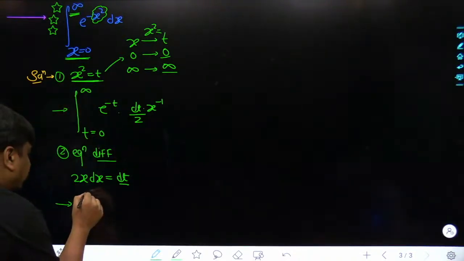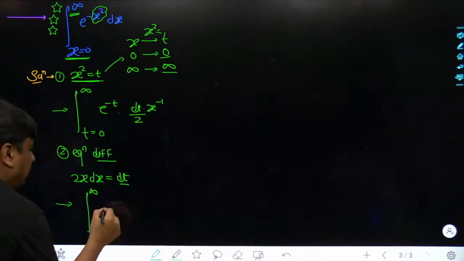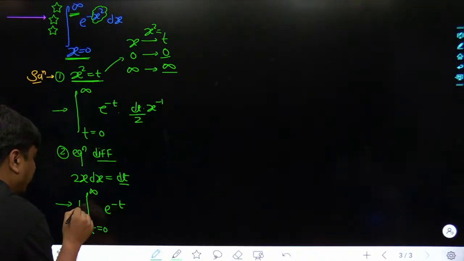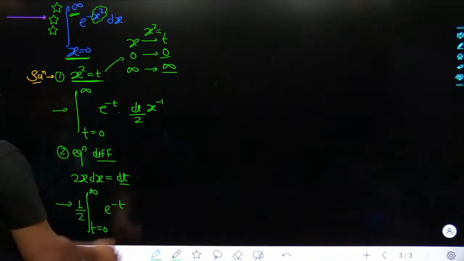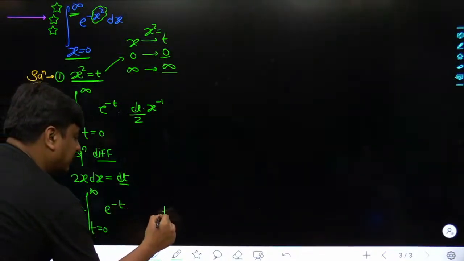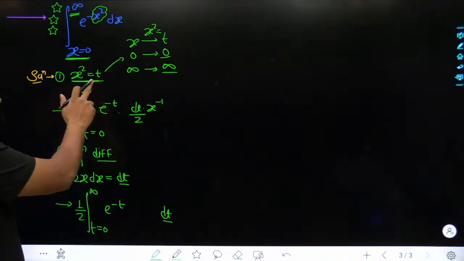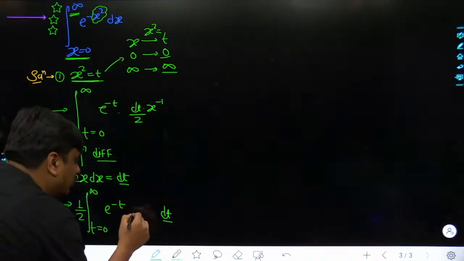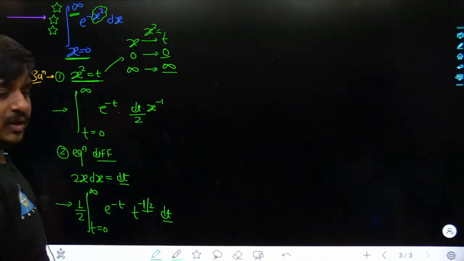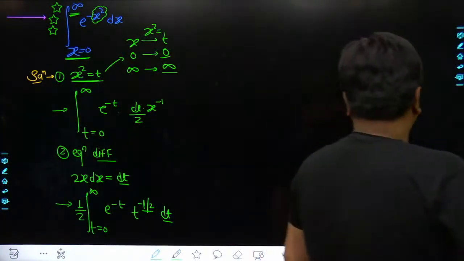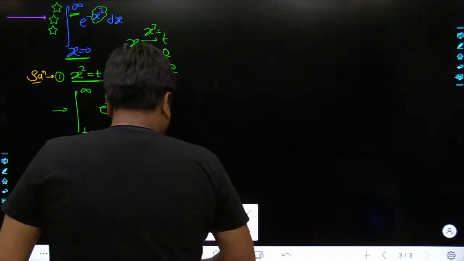So here the integration would be in the form of t starting from 0 and going till infinity, e to the power of minus t remaining as it is. 1 upon 2 can be brought out, and here dt would remain as it is, and x inverse: x is root over t, and hence x to the power of minus 1 would be equal to t to the power of minus half. In the same sequence, let me calculate the rest of the calculation.